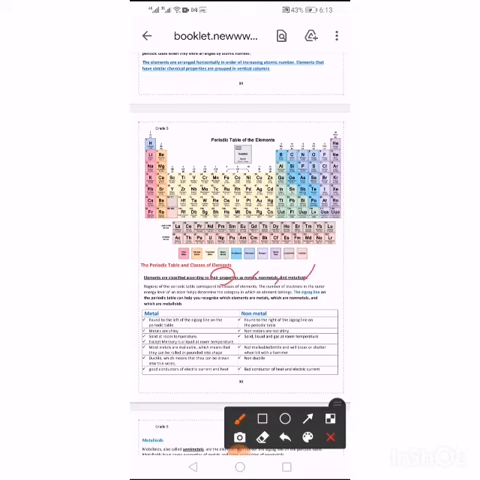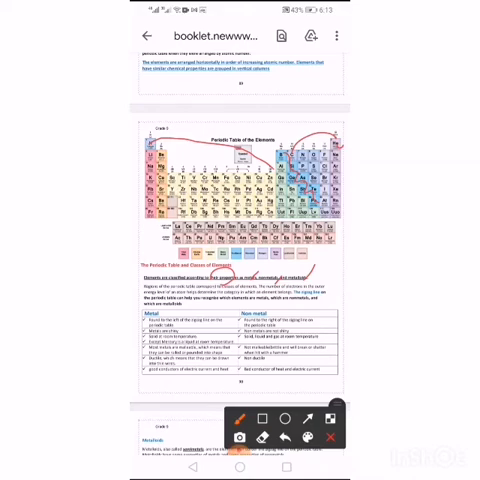Metals are found to the left of the zigzag line on the periodic table. This is the zigzag line, the line with blue color. So elements to the left of the zigzag line are called metals. Non-metals are found to the right of the zigzag line on the periodic table.